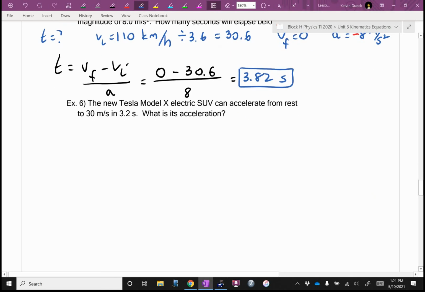Example 6. Anybody here have a Tesla? Nice. I've taken one for a test drive. These numbers are reasonably accurate. So the Tesla Model X SUV can accelerate from rest to 30 meters per second in 3.2 seconds.